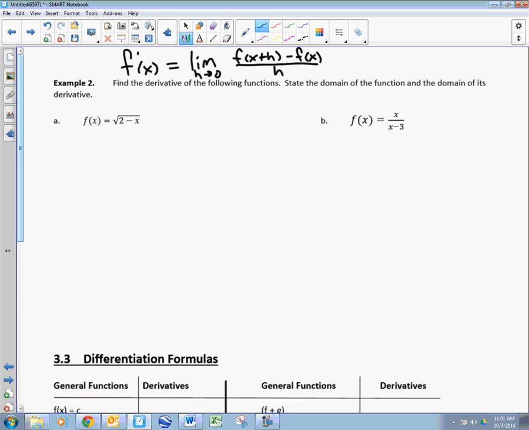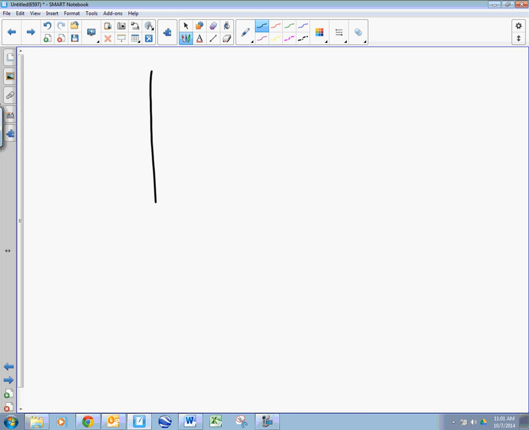Says find the derivative. So that's that. State the domain of the function and the domain of its derivative. Okay, so the question is, what is the domain of this square root function? Do you know what the square root of 2 minus x looks like? So 2 minus x, it shifted over how many units? 2 to the right. And if it's minus x, it goes back that way. Okay, if it was a negative in front, then it would go upside down.